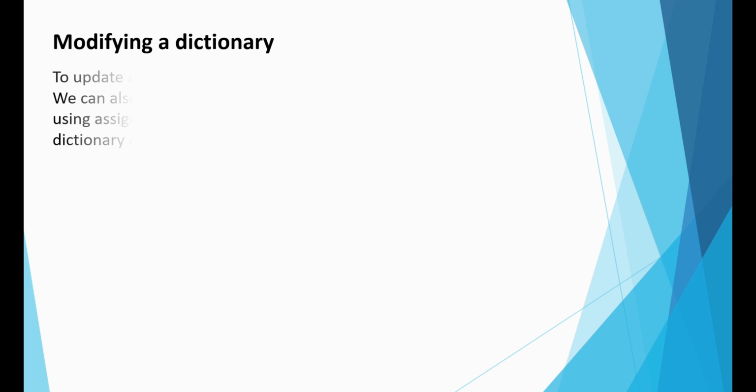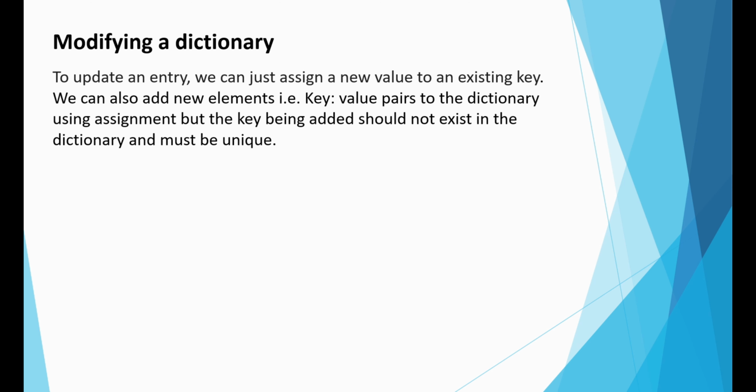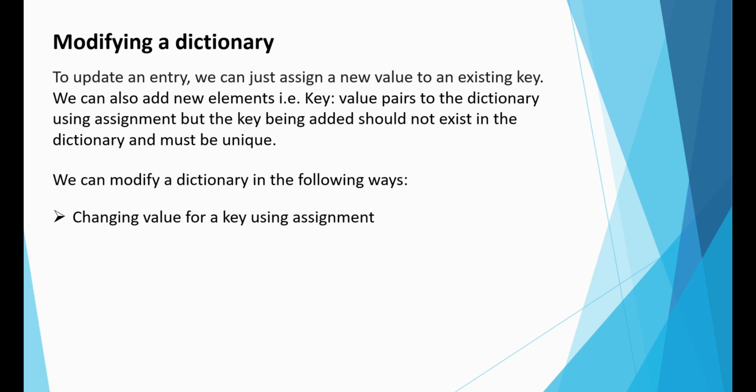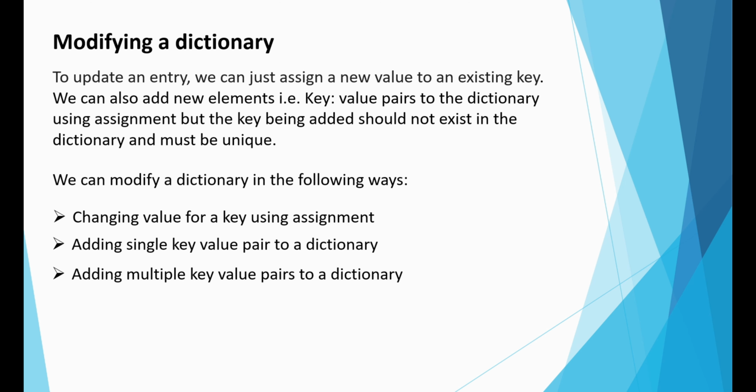To modify or to update an entry in the dictionary, we can just assign a new value to an existing key. We can also add new elements, that is key and value pairs, to the dictionary using assignment, but the key being added should not exist in the dictionary and must be unique. We can modify our dictionary in the following ways: by changing value for a key using assignment, by adding a single key and value pair, and by adding multiple key and value pairs.